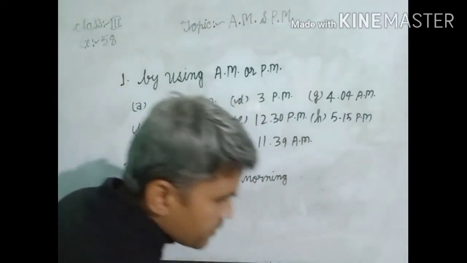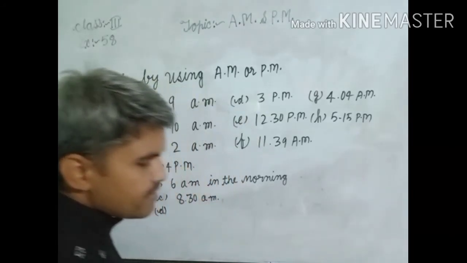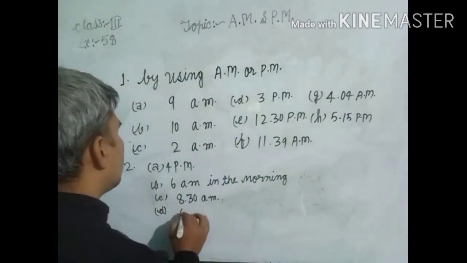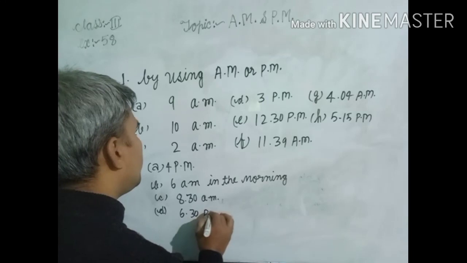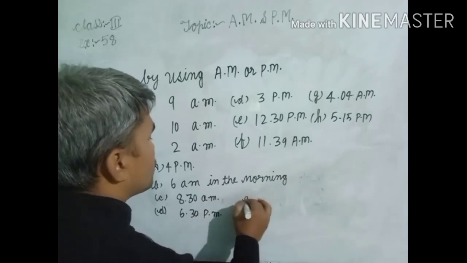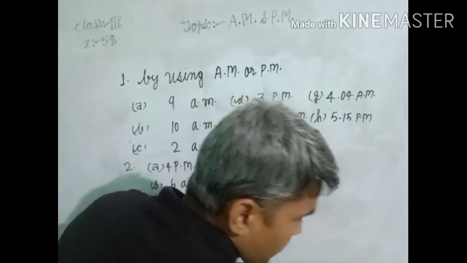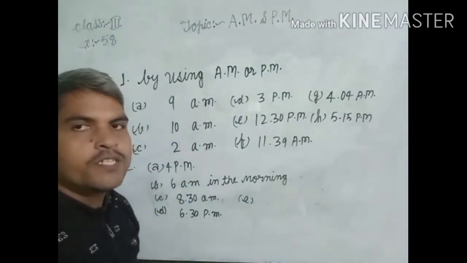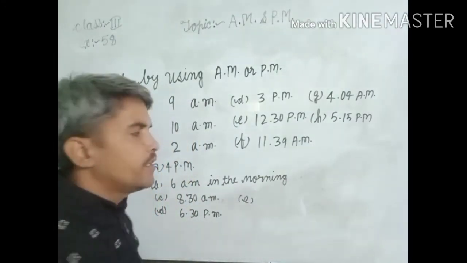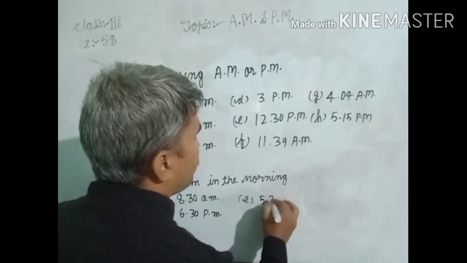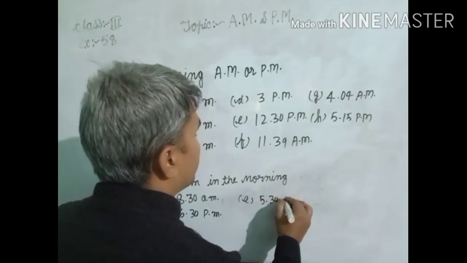Question D, the sun sets at 6:30 am or 6:30 pm. The sun sets at 6:30 pm. And question E, the sun rises at 5:30 pm or 5:30 am. The sun rises at 5:30 am.